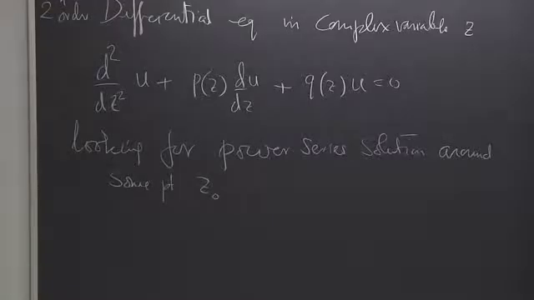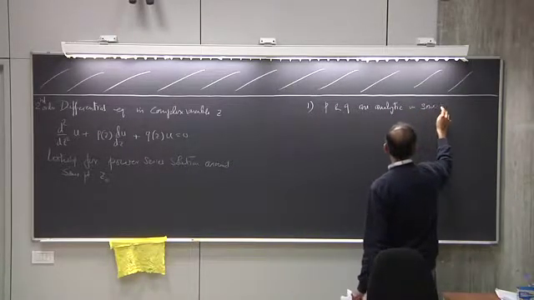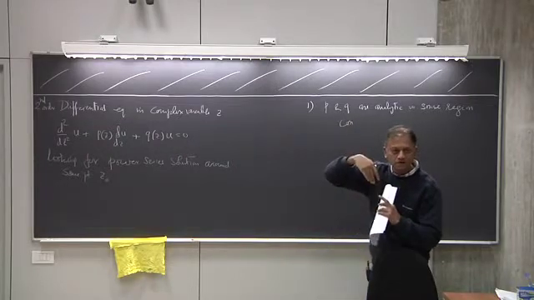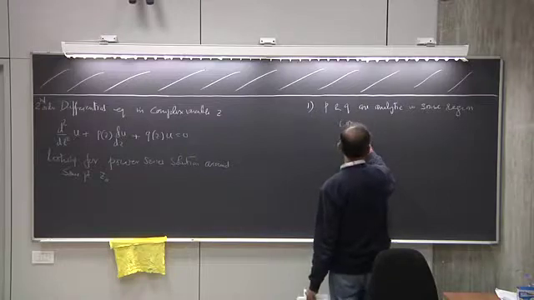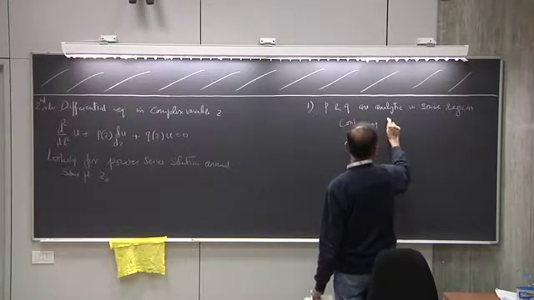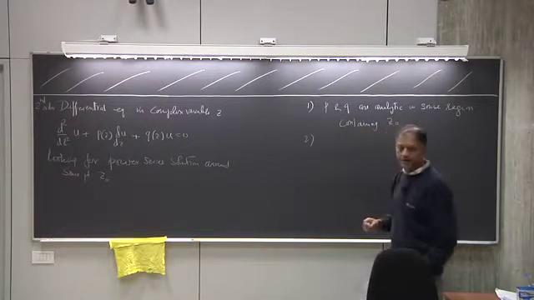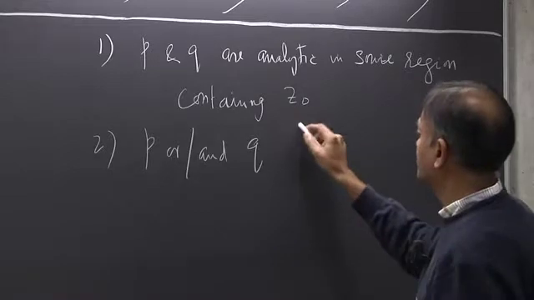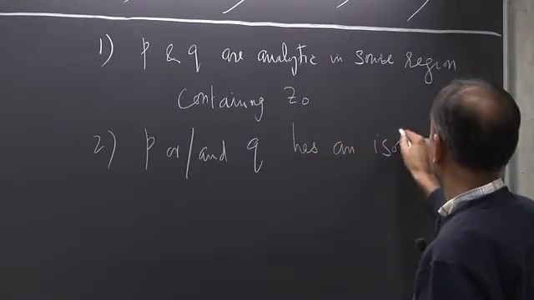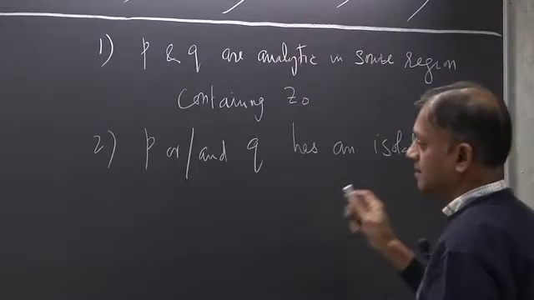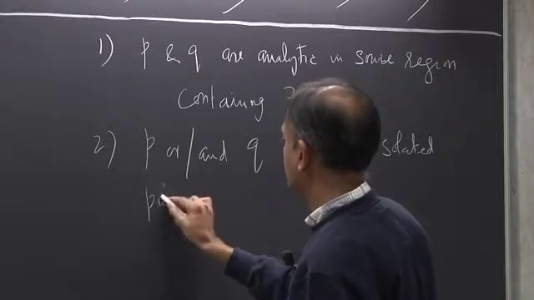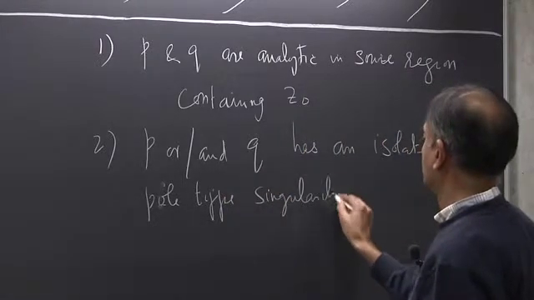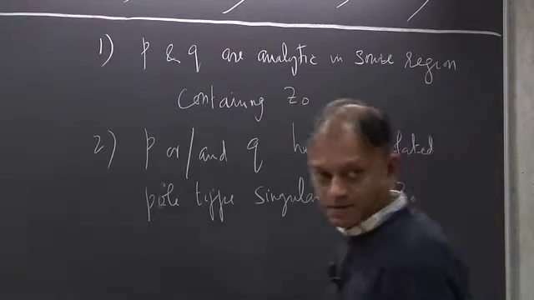So there are three cases actually. First, P and Q are analytic in some region containing Z0, meaning around Z0 there is some neighborhood where P and Q are analytic. Second, P and or Q has an isolated pole type singularity at Z0.